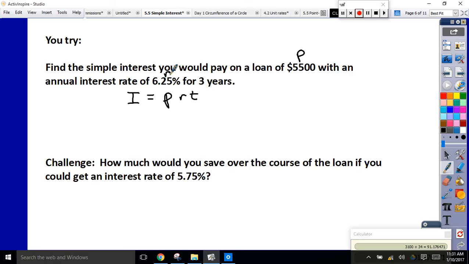Bella, what about the 3 years? What does that go with? The time. That's our time. And it's asking you to find the simple interest I. Okay, so now we're going to plug it into that formula. Nathan, can you tell me what I need to write when I plug it into the formula?